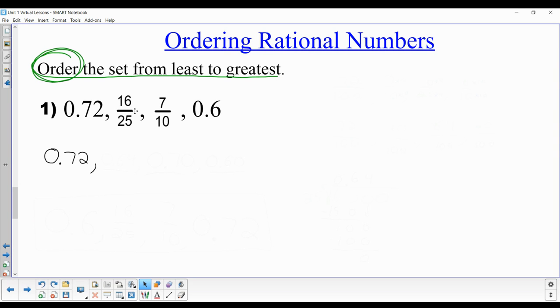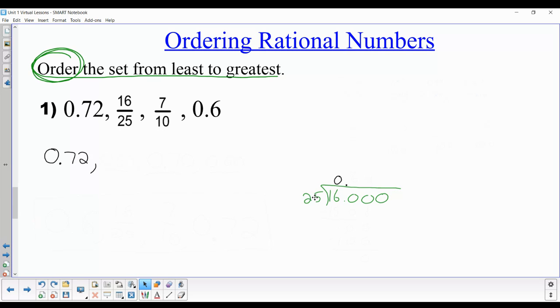I must turn 16 over 25 into a decimal. Now, I can do that by realizing that 25 times 4 is 100, multiplying both by 4 and finding the fraction with 100 as the denominator, but that won't always work. So the other method I could do is long division.